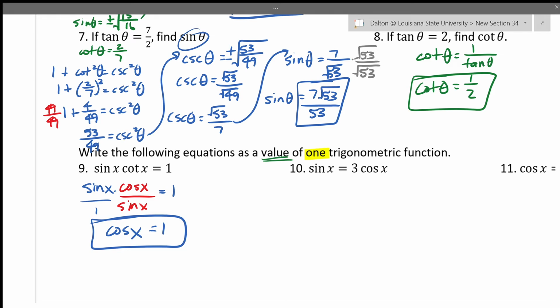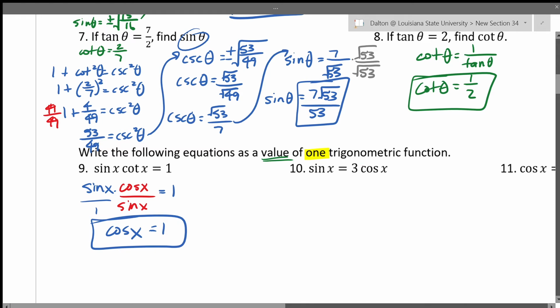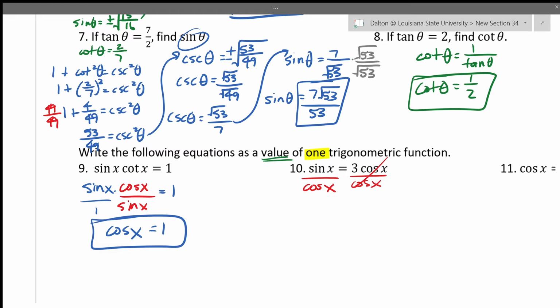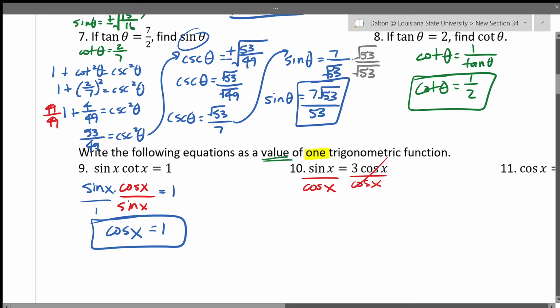For number 10, the sine of x equals 3 times cosine x. So you can do a few different things. Since I'm allowed to use algebra, I'm going to try to isolate that number by dividing both sides by the cosine of x. Now, when you divide the left side by the cosine of x, you'll see sine x divided by cosine x, and hopefully that triggers a bell. Because we know that sine over cosine is tangent. So we know that tangent of x is equal to 3.